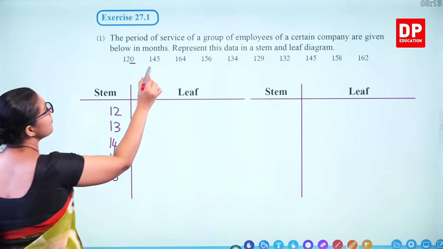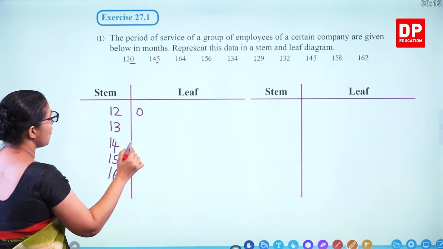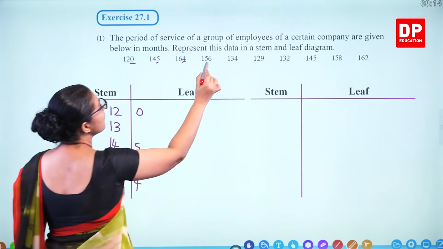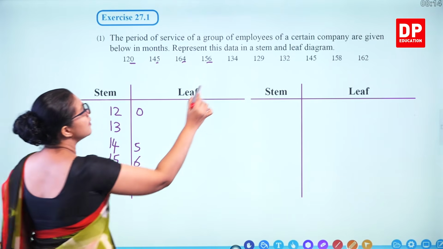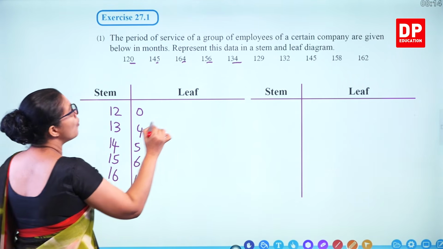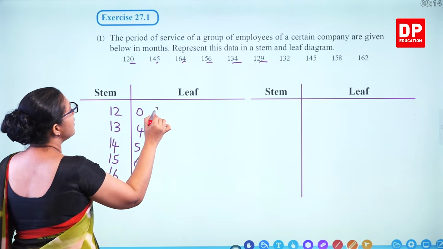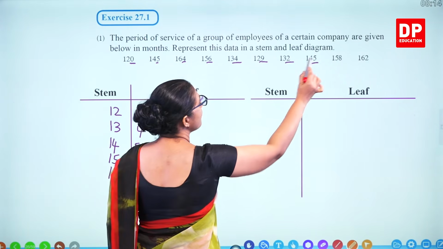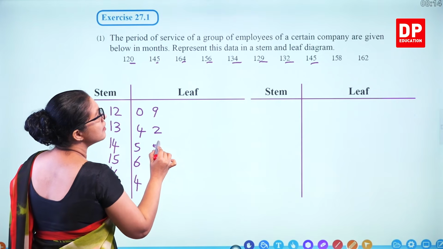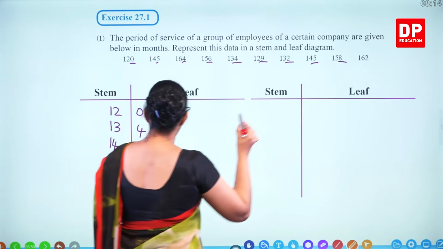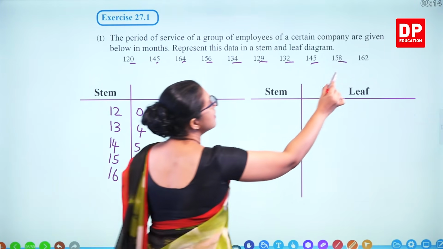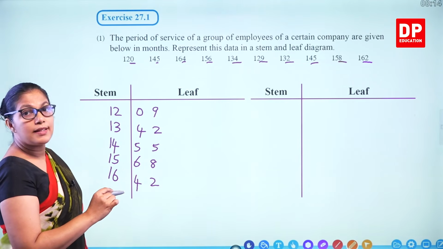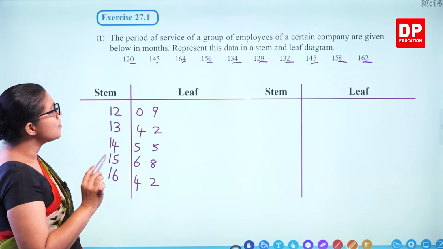0, 5, 4, 6, 4, 9, 2, 5, 8, 16 with 2. So that's the diagram. This is the sketch.